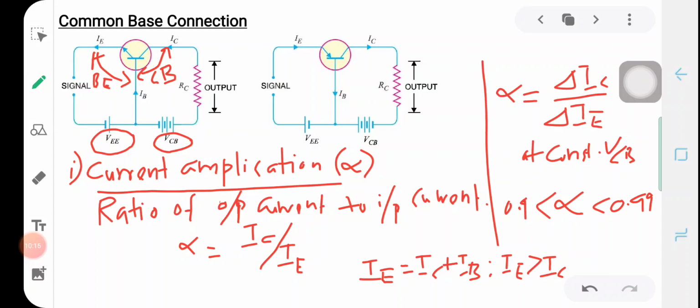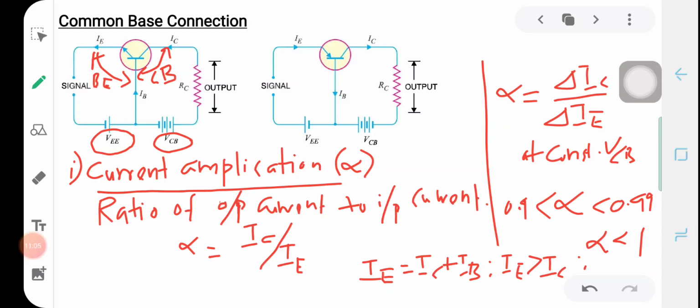So if IE is greater than IC, then alpha is always less than 1, or the maximum value of alpha will be 1. Don't misunderstand that a current amplification factor less than 1 means the common base connection will not do any amplification. Remember that the voltage and power will be amplified, so we will have a voltage gain and power gain in the output of a common base connection, even though there is no amplification of the current.